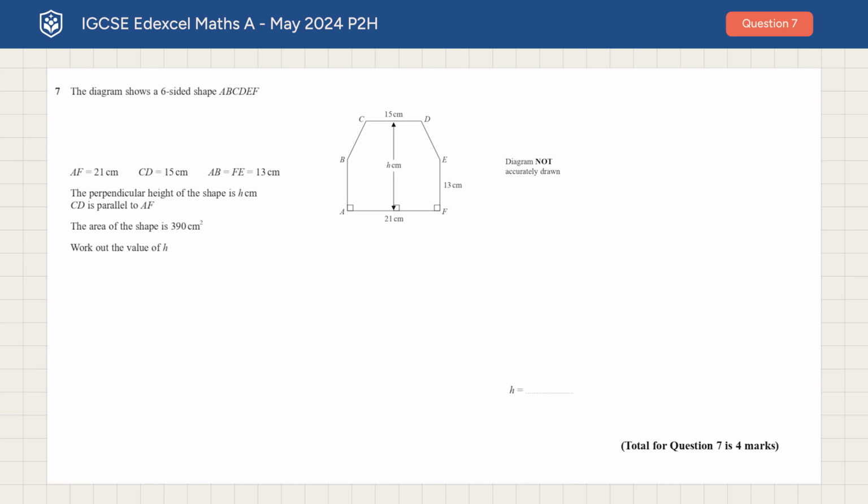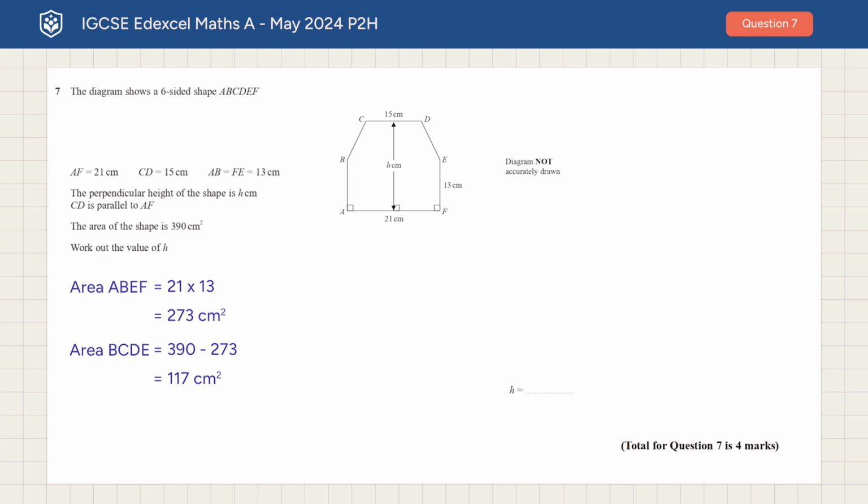So, the area of the rectangle is 21 times 13, which equals 273 square centimeters. Next, we find the area of the trapezium by subtracting the rectangle's area from the total area of the shape. That's 390 minus 273, which gives us 117 square centimeters. Now we need to find the height of the trapezium. Let's call this height x.